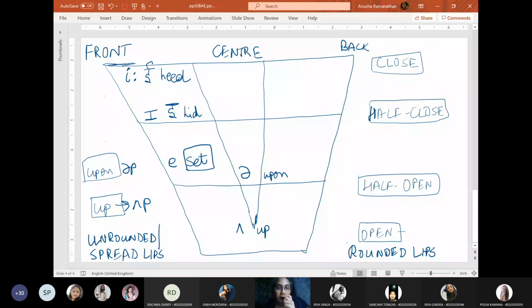Yeah. And then you have another, which is for had. A. Had. A. Is there an equivalent sound in Hindi for this? No, ma'am.